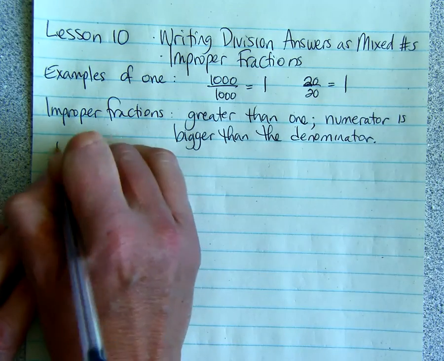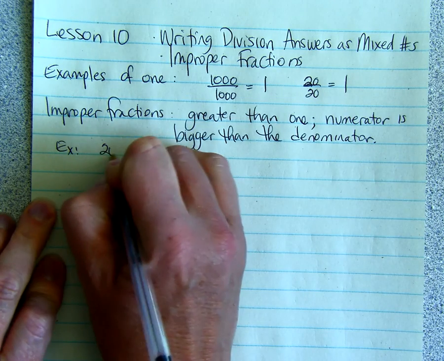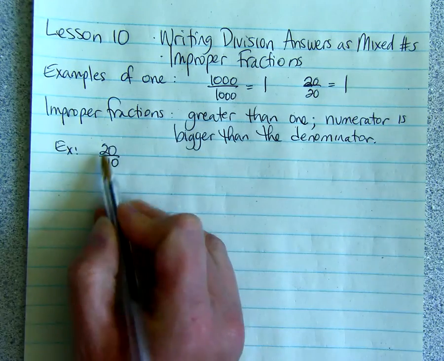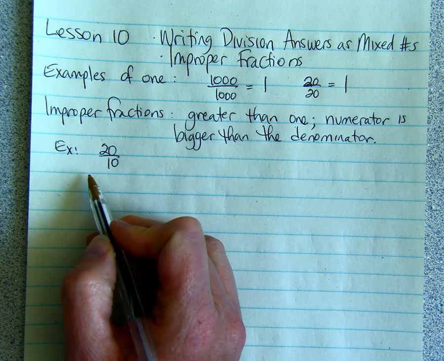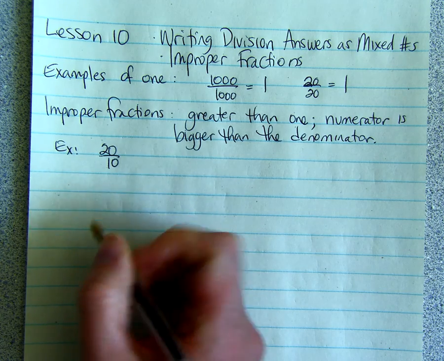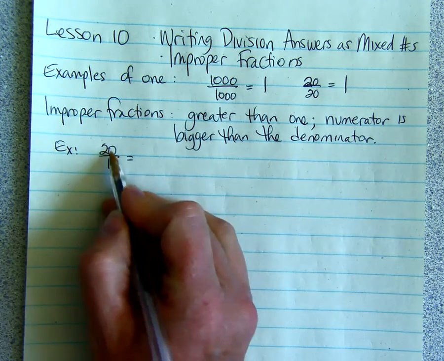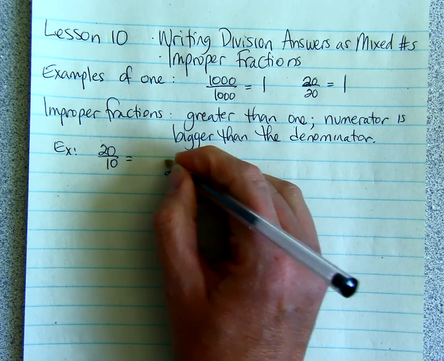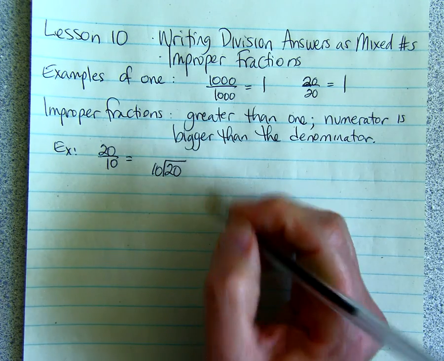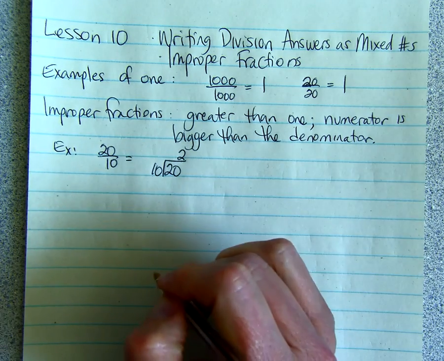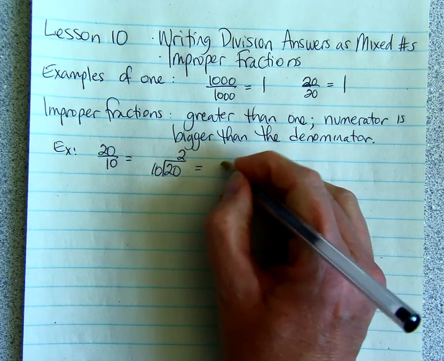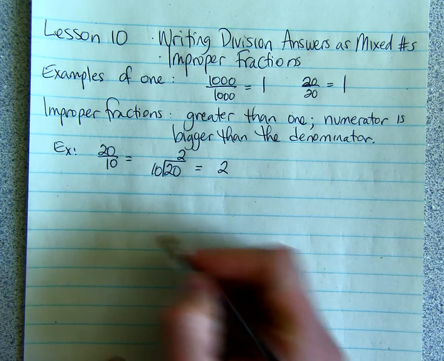So here's an example. The numerator is 20, the denominator is 10. Since 20 is bigger than 10, this is called an improper fraction. If I were to divide 20 by 10, I would get 2. So 20 tenths is the same thing as 2.